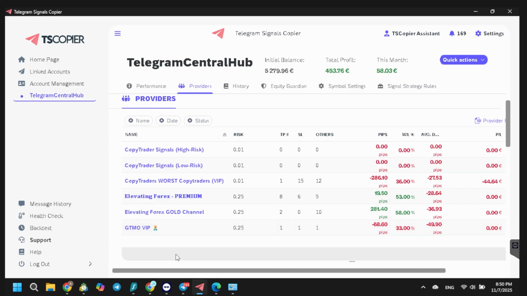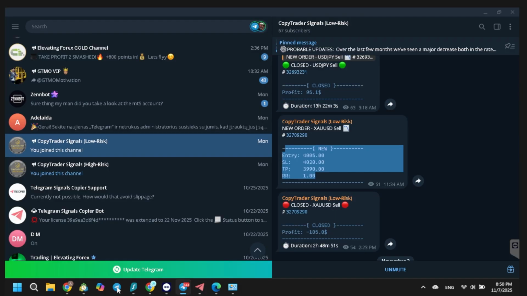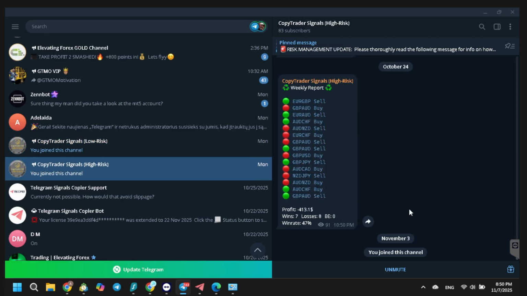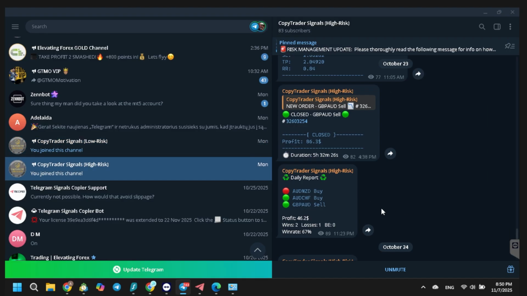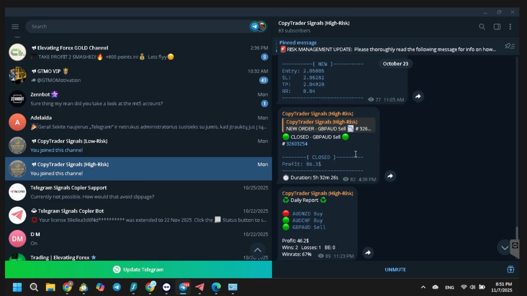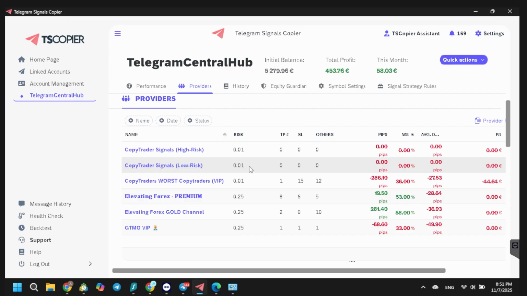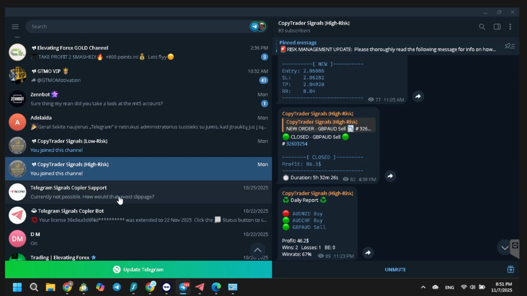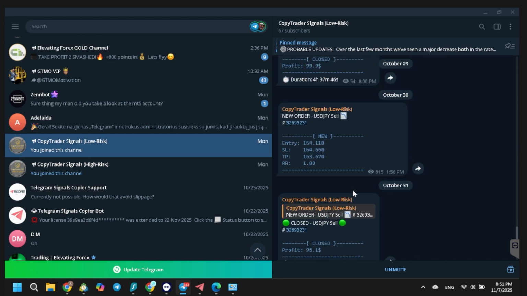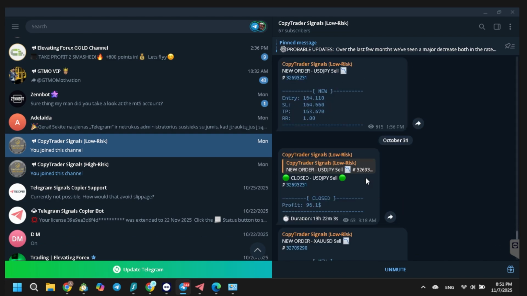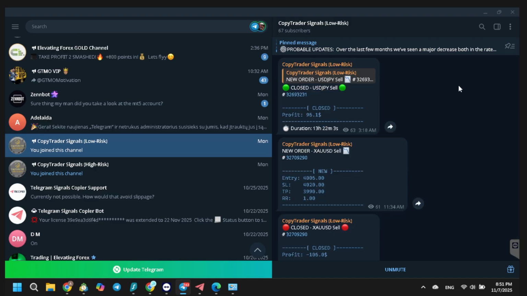I will remove this a bit later, but what we are looking at right here are these first 3 groups. Let's start with the high risk. For the first week I hadn't gotten a single trade from these guys. If we go down in Telegram, as you can see, the latest trade in this group was on October 23rd. Same thing with the low risk. If we go down to the low risk channel, the last trade was taken on October 31st. So not a single trade this week from this channel.